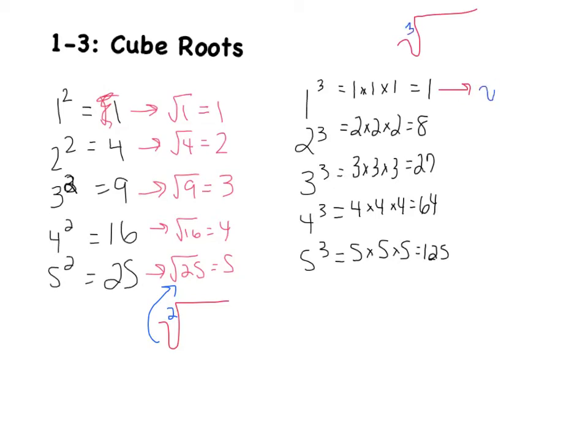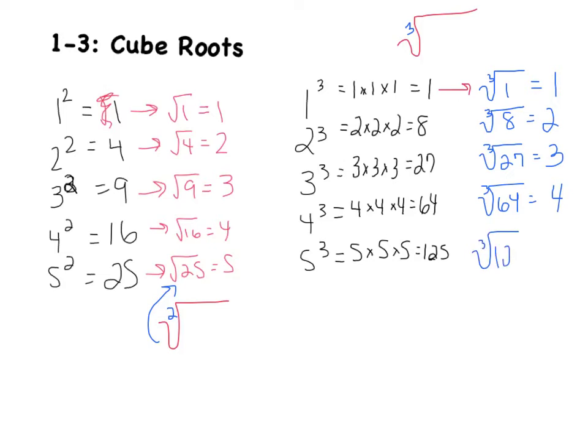So what I would say is the cube root of 1 would equal 1. The cube root of 8 would equal 2. The cube root of 27 would equal 3. The cube root of 64 would equal 4. The cube root of 125 would equal 5.